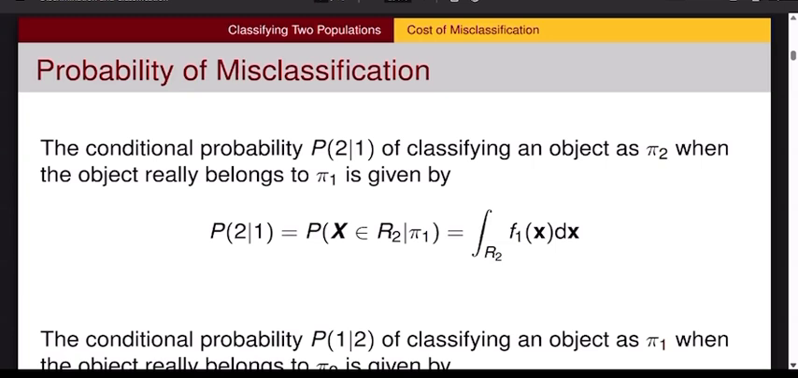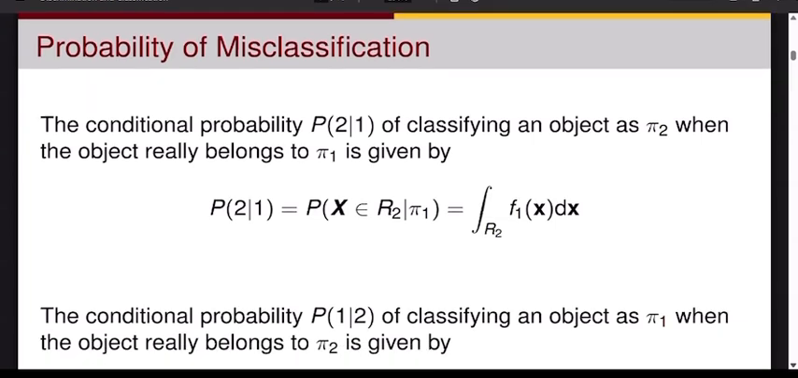Now, what we're going to do here is find out whether there is a way we can find the probability of misclassification. So the probability of misclassification is going to exist. Now, let me tell you this: the cost that comes with classification varies depending on the context.